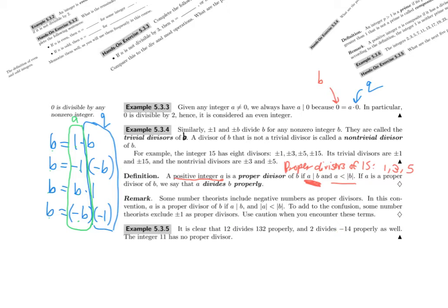And 2 divides negative 14 properly as well. The integer 11 has no proper divisor. Think about what property 11 has and why it doesn't have a proper divisor. Assuming you exclude 1, of course. So think about that for a moment and we'll continue pushing on that idea.